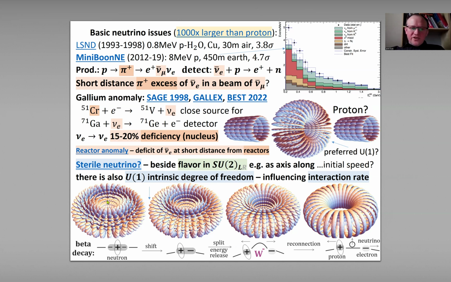There is also this degree of freedom, which is more than flavor. This is U(1) in the flavor, which should also affect the probability of being produced and absorbed. So I think instead of being sterile, I suspect this additional degree of freedom changes the probability of emission and absorption. Because if some value is preferred during creation, then some value should also be preferred during absorption.